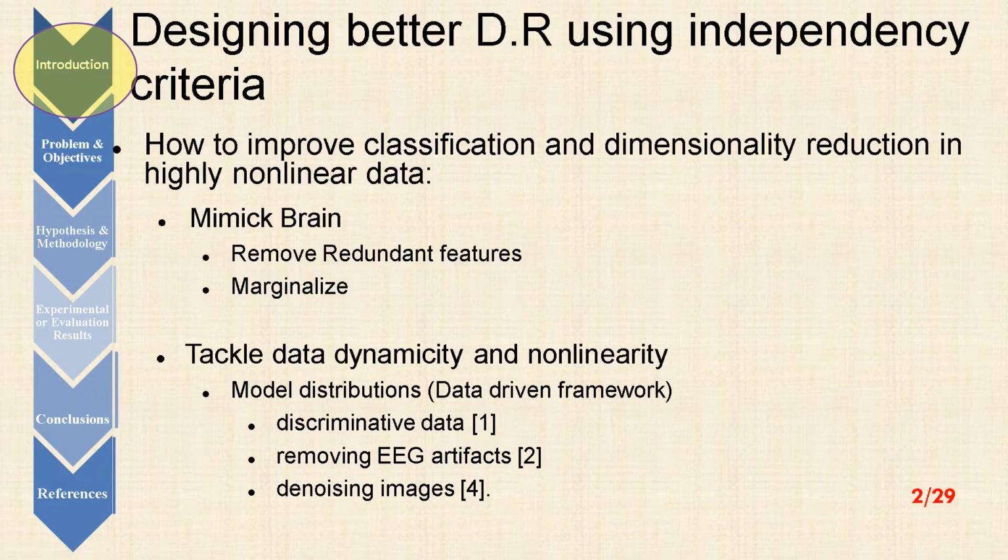To design better dimensionality reduction? Well, we want to improve classification and dimensionality reduction in highly nonlinear data, and therefore improve classification accuracy after dimensionality reduction in different types of data, and also tackle data dynamicity and nonlinearity, as most of the databases recently are dynamic and nonlinear, especially biological data and other types of data like structured complex image data, etc.